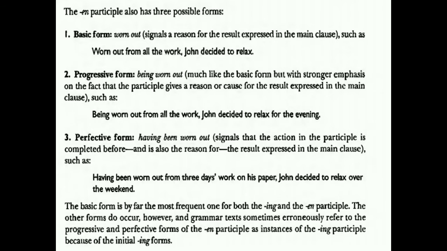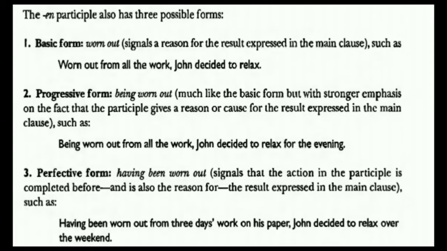The en participle number 2 is the progressive form. The example phrase is being worn out. Much like the basic form, but with stronger emphasis on the fact that the participle gives a reason or cause for the result expressed in the main clause. Being worn out from all the work, John decided to relax in the evening. It is the same as the basic form.